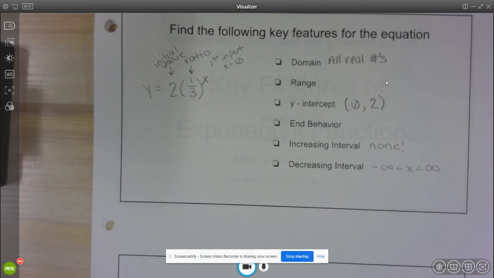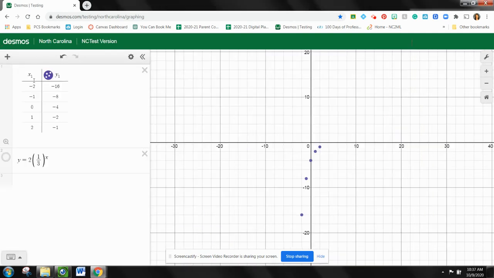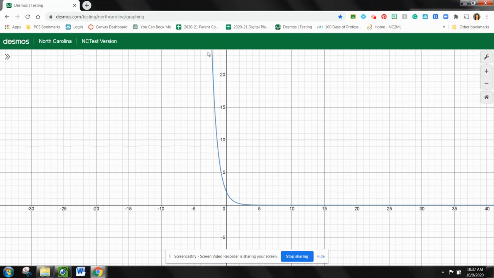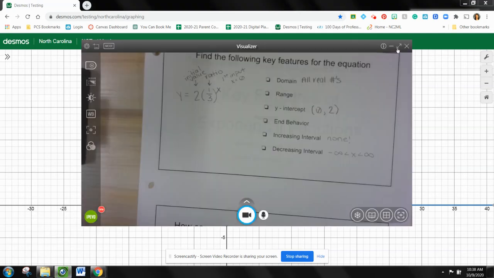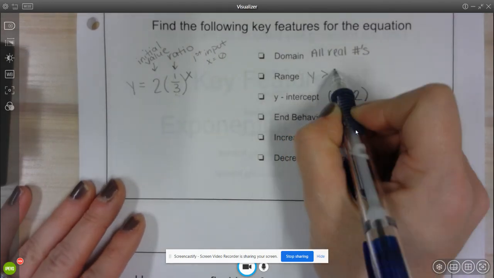All right, so I'm going to switch over to my graph. I'm going to turn this one off, and I'm going to turn this one on. All right, so here is my graph. You can see, just like we talked about with that 1/3, it's always decreasing. I still have an asymptote of 0. Even though it looks like it's going to get to 0, we know it's not because of that horizontal asymptote. If I look right here on my graph, my y-intercept is (0, 2), and then my numbers are going to keep going down from there. So I'm going to switch back to my paper. So my range, y is still all of my numbers that are greater than 0.